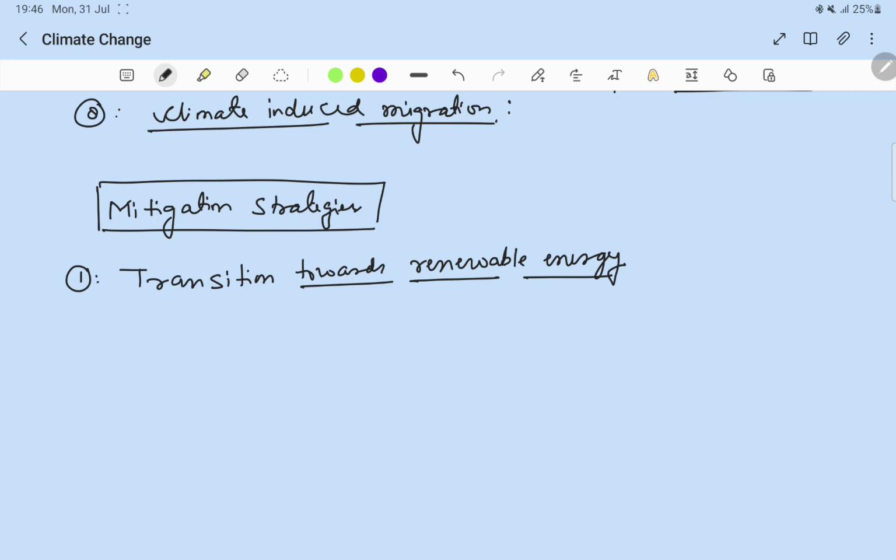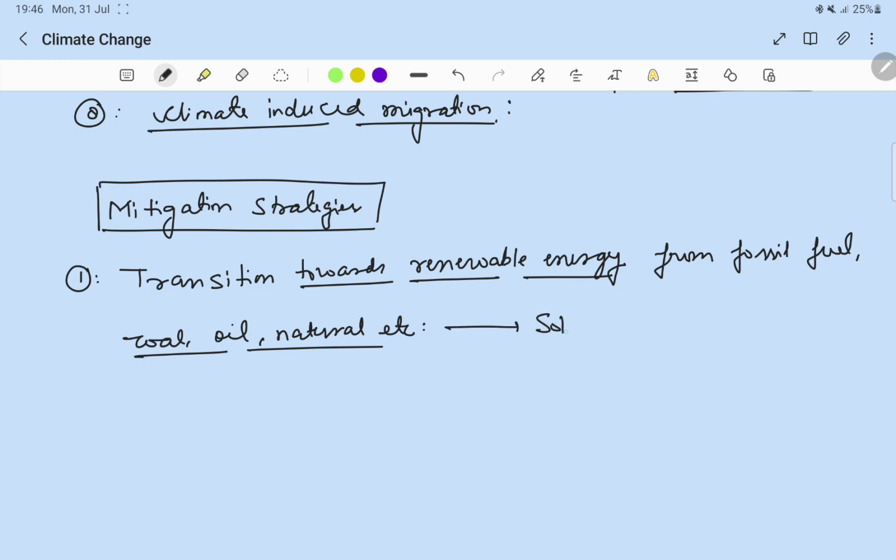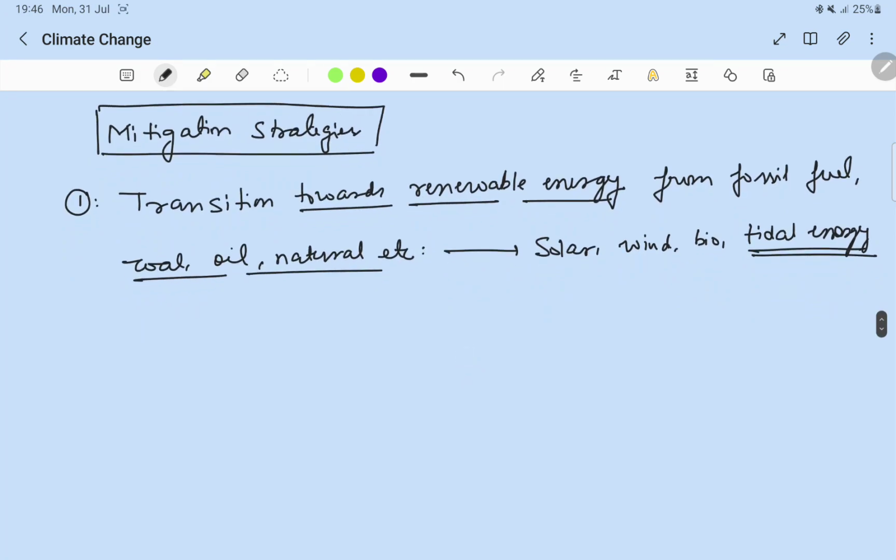So this transition toward renewable energy is from fossil fuel, from coal, from oil, or natural gas, toward more cleaner and greener sources, like solar, wind, bio, or tidal energy. In this way we will be able to secure the energy need. At the same time we will be able to reduce the emission of the greenhouse gases, which are largely responsible for climate change.